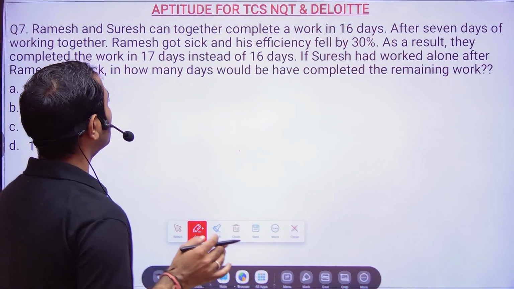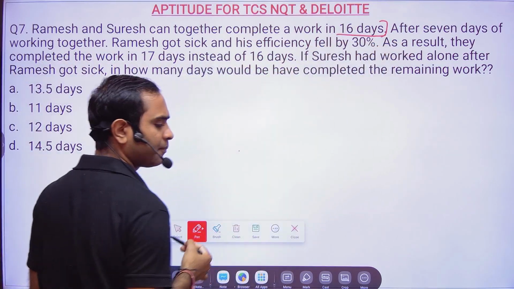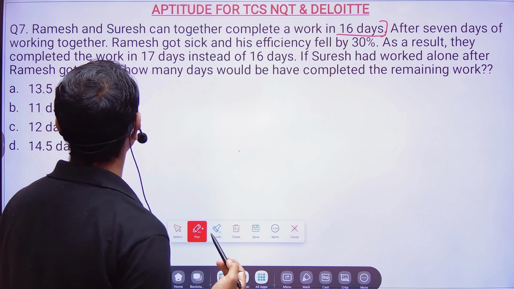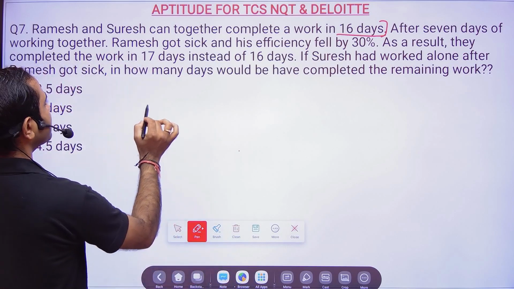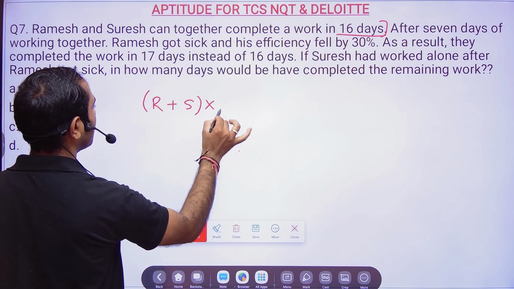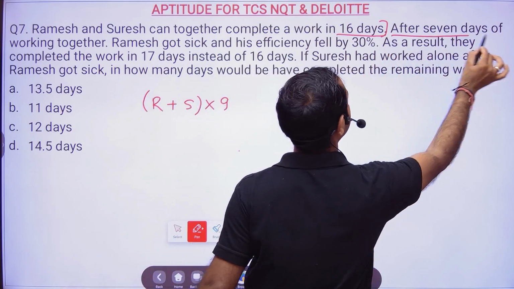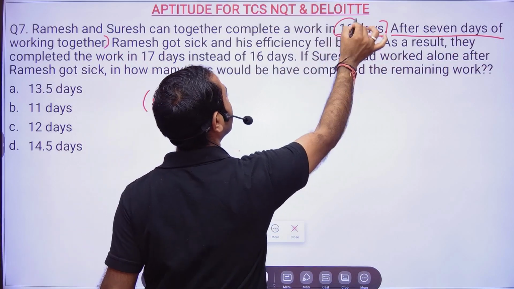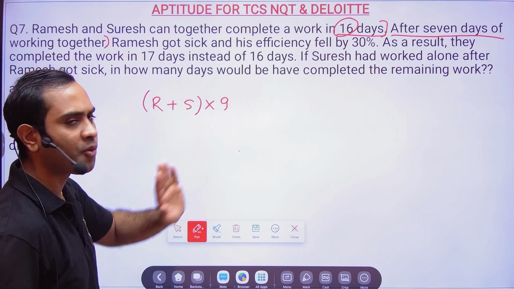Ramesh and Suresh can together complete a work in 16 days. That's a very good thing. So they are able to complete the work in 16 days. After 7 days of working together, Ramesh got sick and his efficiency fell by 30%. So can I say Ramesh and Suresh, 9 days of work was pending, right? They worked for 7 days. They were able to complete the work in 16 days, but Ramesh felt sick. Otherwise, they would have worked for how many remaining days?